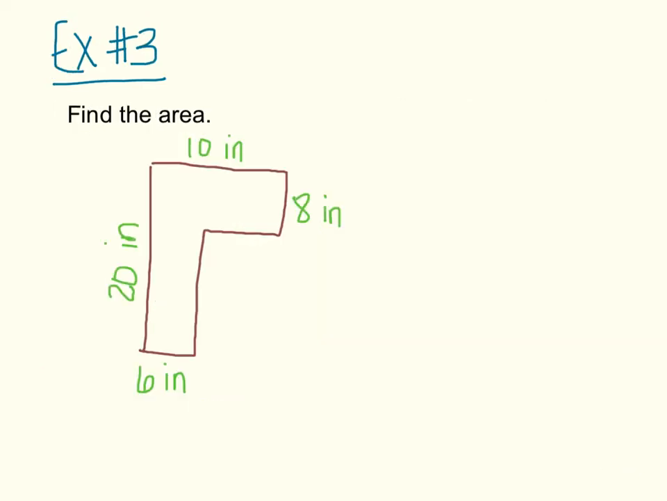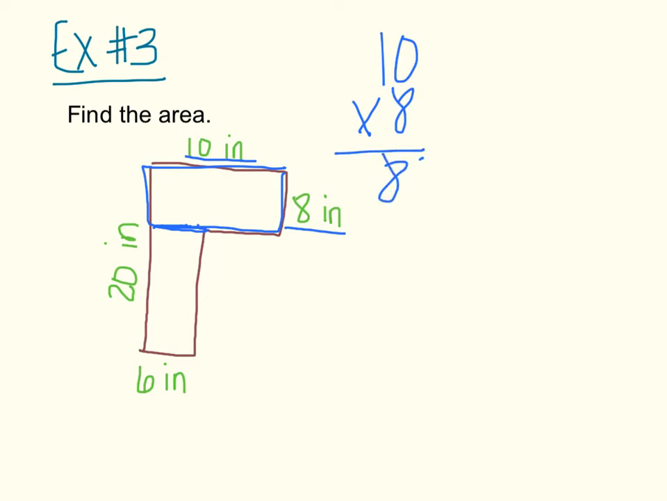Example 3. So here's where it gets a little trickier. You have an irregular shape. What you have to do is split it up into two different shapes. So we're going to make 2 rectangles right now. Then we're going to find the area of both rectangles and add them together. So here's my first rectangle. I just split it up, and I can see it's 8 inches by 10 inches. So let's multiply that to get the area of that rectangle. And we know 10 times 8 is 80.